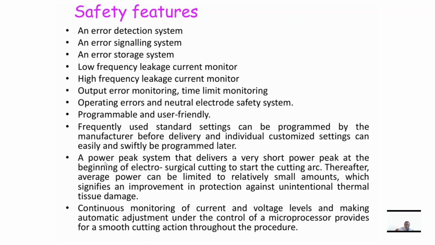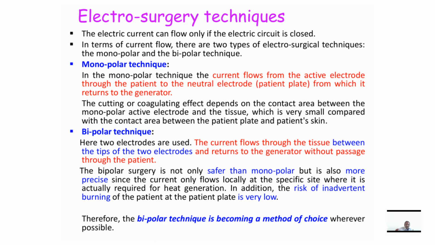Next point is continuous monitoring of current and voltage levels, with automatic adjustment under the control of the microprocessor, which provides a smooth cutting action throughout the procedure. So we can continuously monitor the current level and voltage level, and the adjustment can be done automatically by the microprocessor. This is the advantage and the safety features included in the system.